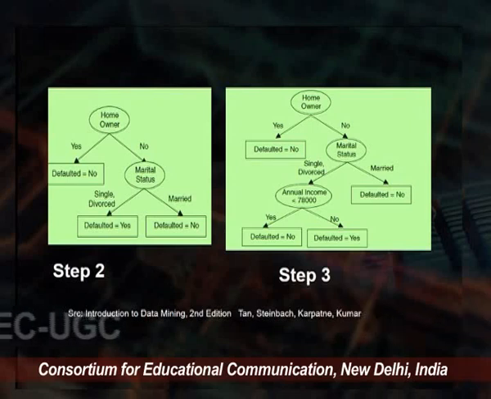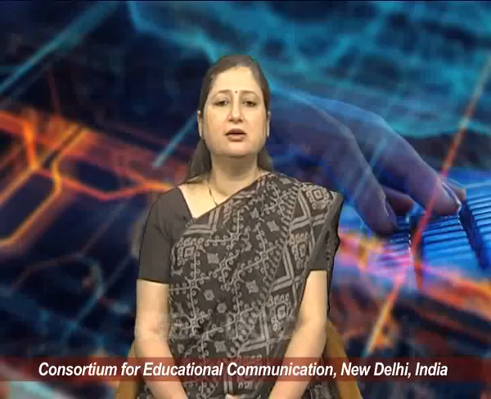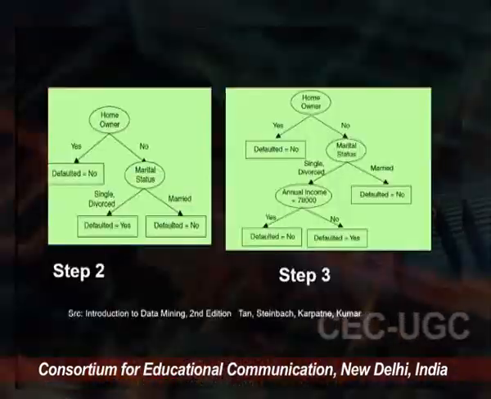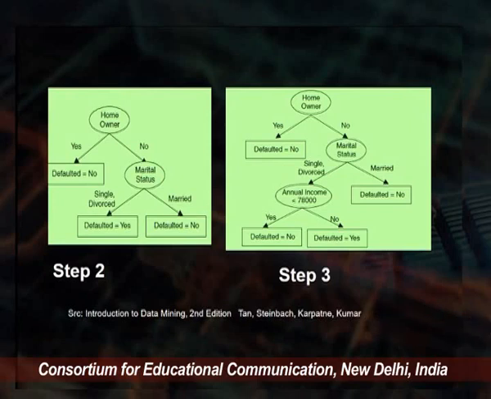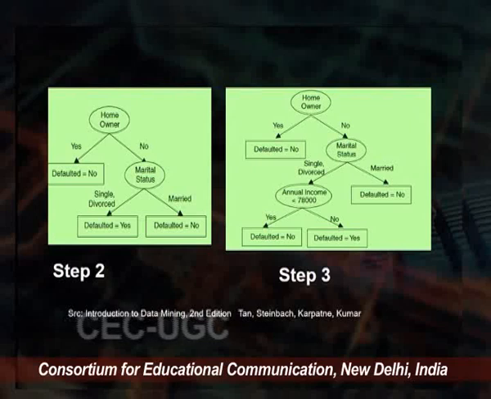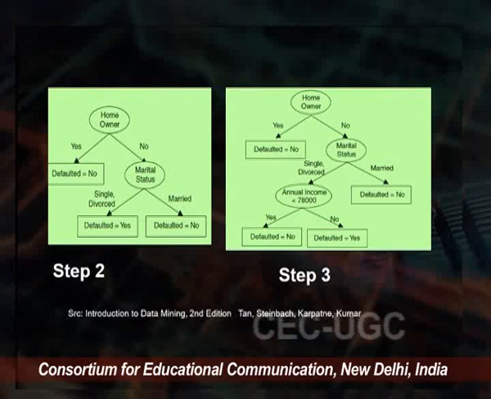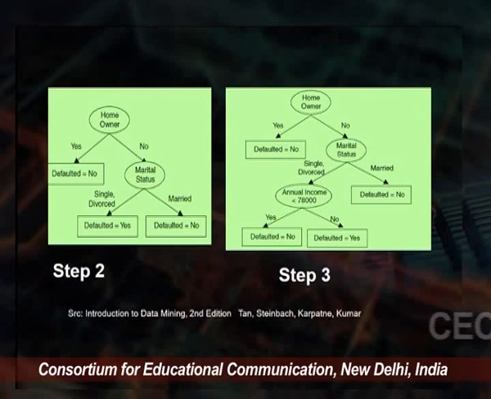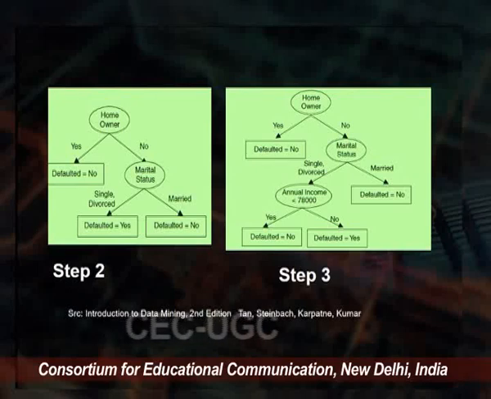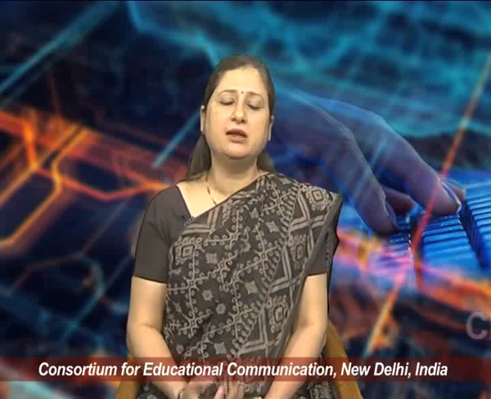Now in the third step, after you check for homeowner and then the marital status, you will further check whether the person has an annual income within a particular range or not. So likewise, you check for one attribute, then another attribute, then the third attribute. You will go on building the tree until you get the last class label in the leaf node. So this is about how Hunt's algorithm can be used to build a decision tree.